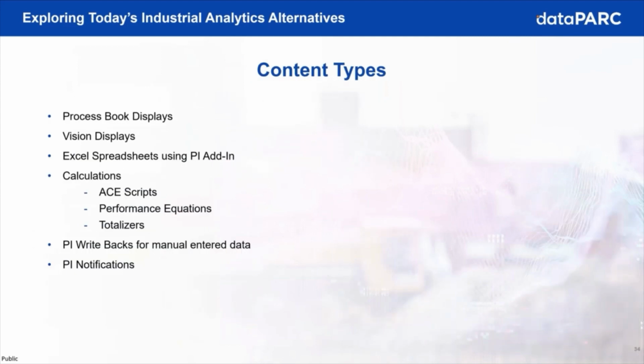So next, we wanted to run through the different content types we typically look at when doing a migration conversion. Like we've already talked about, ProcessBook displays. We also have the capability of converting Vision displays if you've begun along that path and you're looking to migrate to DataPark. We have our own Excel add-in, so we have a tool to convert any report you've built using Pi's DataLink into the DataPark Excel add-in. And then it's able to do calculations and all of that inside of our own Excel reports.